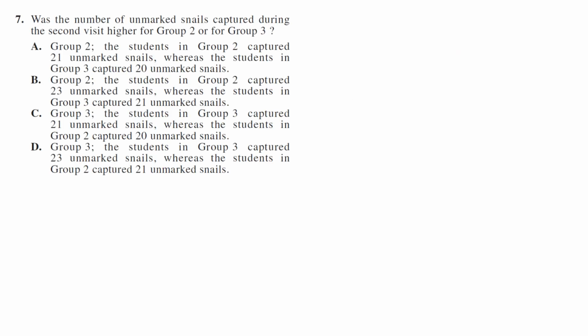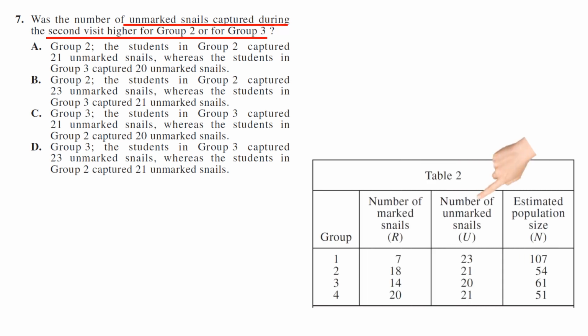Was the number of unmarked snails captured during the second visit higher for group 2 or 3? So we're going to go to table 2 and we're looking at just the unmarked snail category, groups 2 or 3. So which one was higher? Well, group 2, because they captured 21 unmarked snails in group 2. Pretty straightforward question. Answer is A.